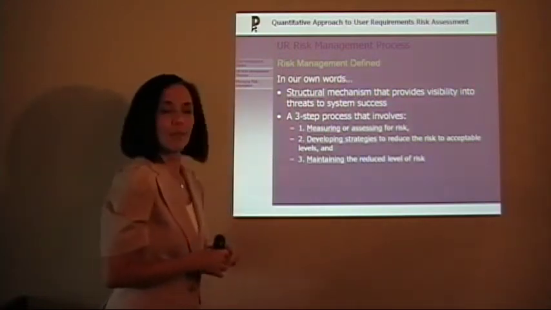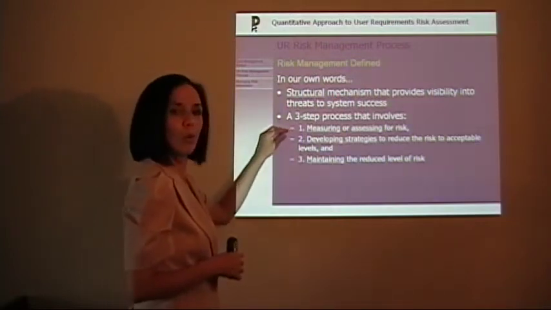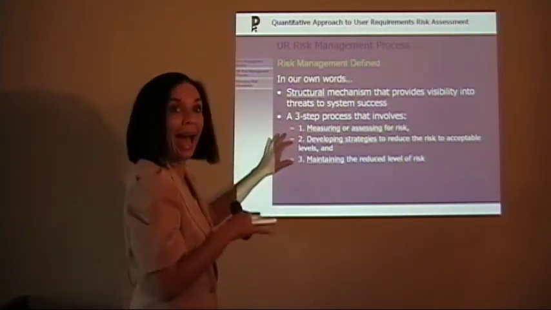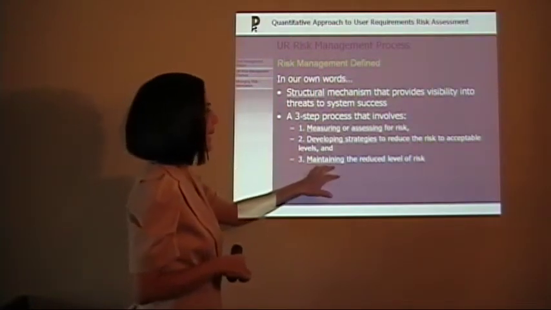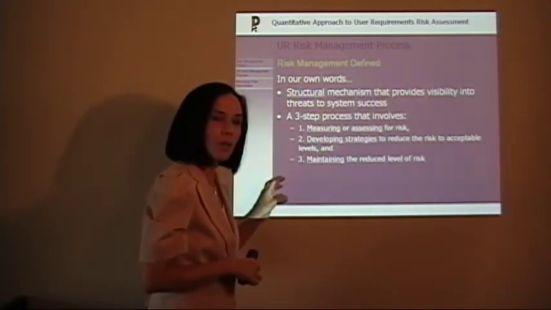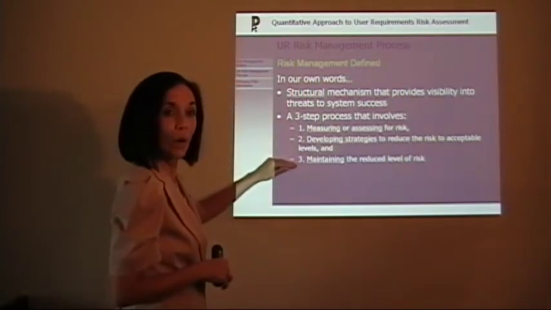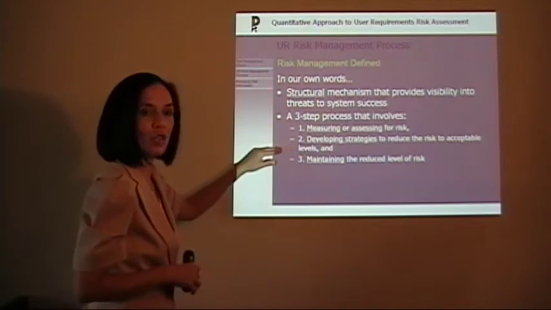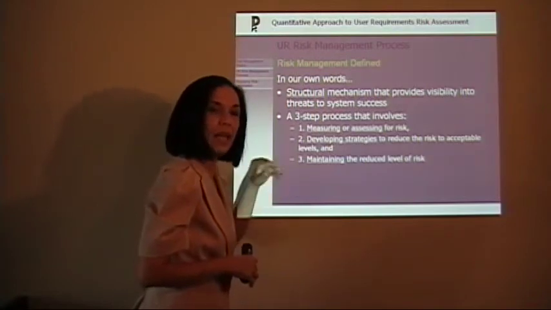There are 3 steps in risk management. The first one is you first measure or assess for risk. After you do that, then you develop strategies on how to reduce that risk to acceptable levels. And third, you maintain that reduced level of risk. And that is so important. Many times, organizations forget the importance of maintaining. They do the first 2, they forget about this. And what may happen is that a system enhancement actually may take away your strategy and bring risk levels high if you don't keep an eye on maintaining your risk levels low.